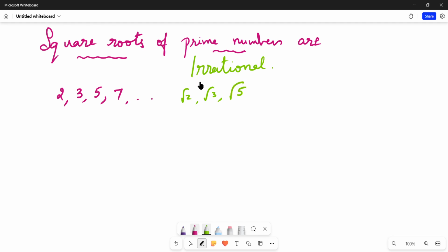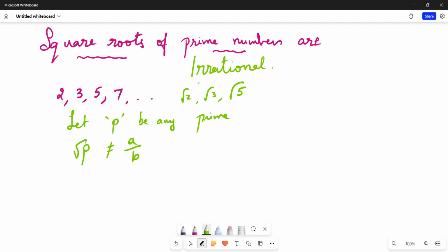So let us assume that P is a prime number. Let P be any prime. We have to prove that root P is irrational. So what does it mean? Irrational means it cannot be written as a ratio of two integers. That is, root P cannot be written as A by B. It cannot be written in this form, A by B.